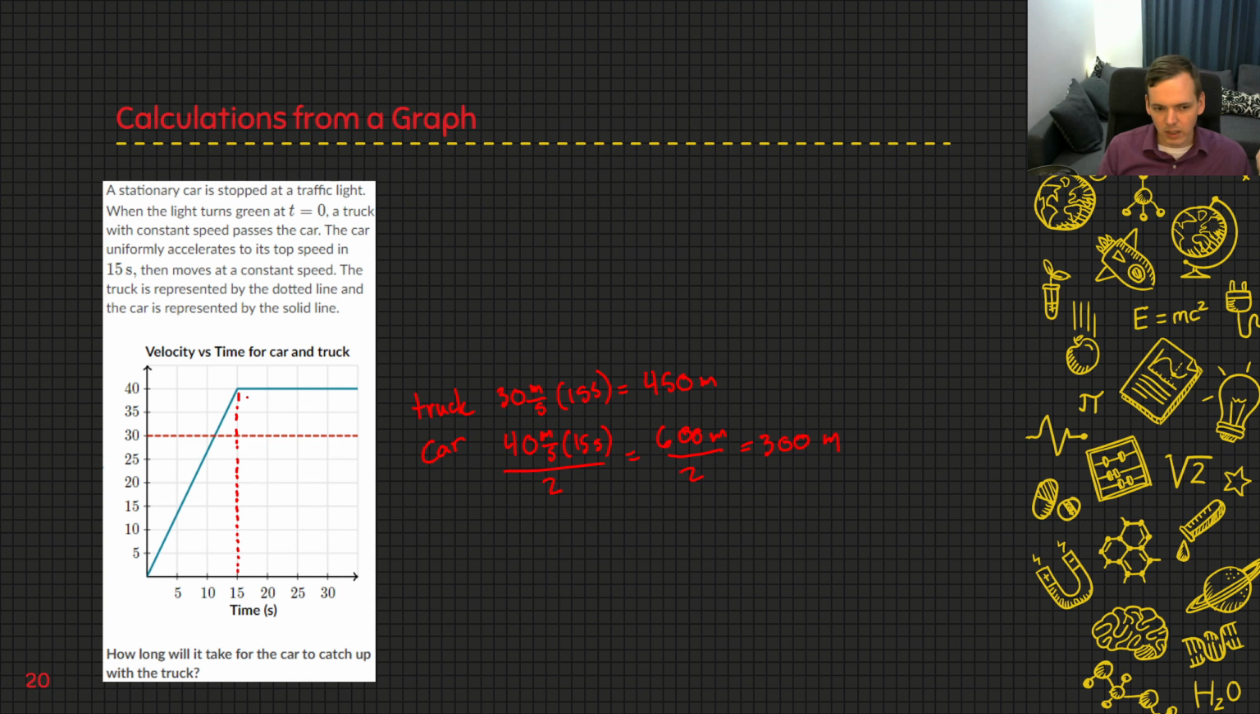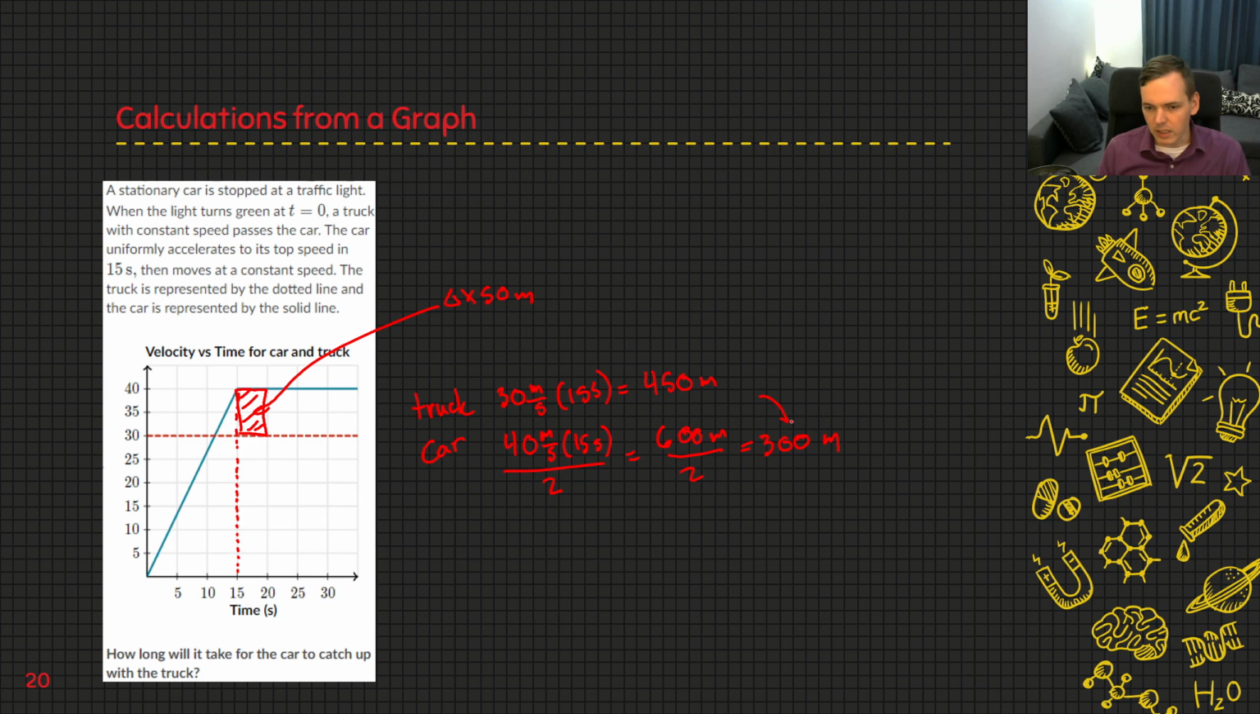And now if I look at this area right here, I'm going to do a little shortcut in the reasoning. You could guess and check. Just guess every 5 seconds, see if they travel the same distance. But what I notice here is every 5 seconds there's a difference in area of 50 meters: 10 meters per second times 5 seconds. So this area represents a change in position of 50 meters. In other words, the car goes 50 meters further in this time than the truck does.